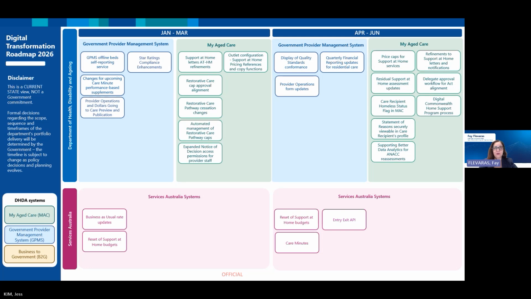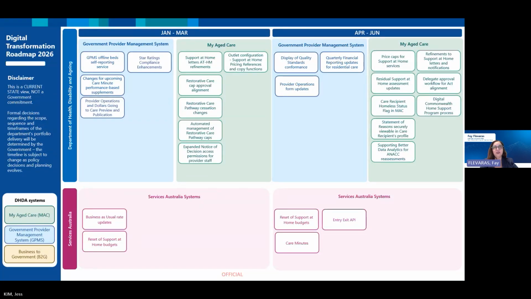On the My Aged Care website, we're streamlining provider pricing updates against multiple outlets so that providers don't have to re-enter the same information for every outlet in its pricing cycle. So hopefully that reduces some administrative work. We're looking at improvements to the transition process for HCP clients entering support at home. That will include additional information on the support at home letters, such as the AT, HM, high tier cap and remote supplements, automating the management of restorative care pathway caps as well, and the automated notice of decision letters for the CHSP assessments. So lots going on.